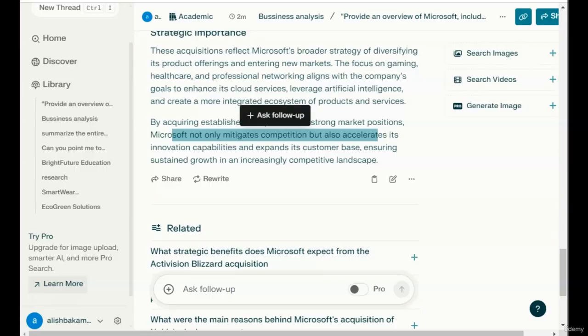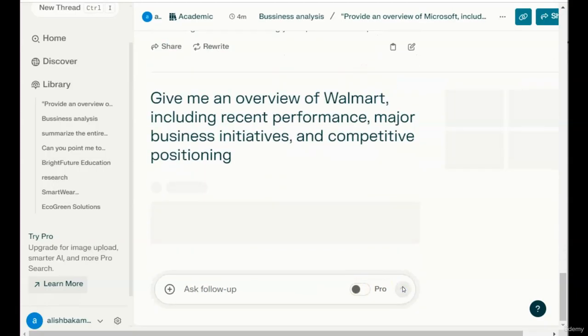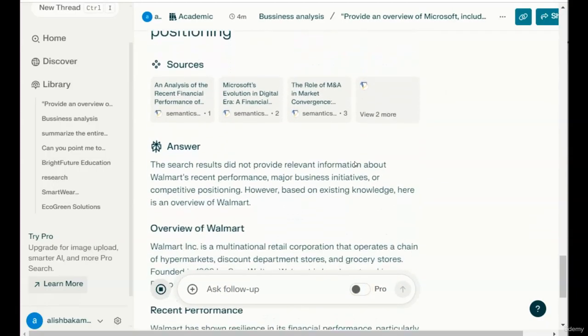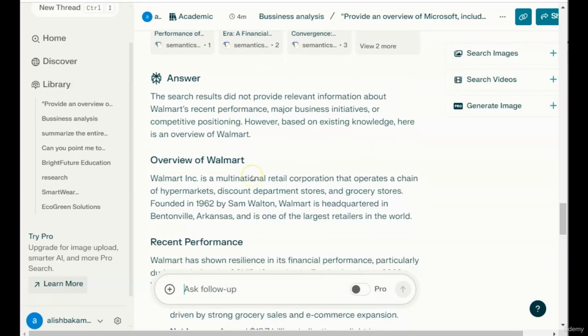So let's explore a large retail company such as Walmart. For this, I'm going to type a prompt that says, give me an overview of Walmart, including recent performance, major business initiatives, and competitive positioning. Perplexity AI says, firstly, it gives a summary of Walmart's financial performance, including recent earnings and reports and revenue trends.